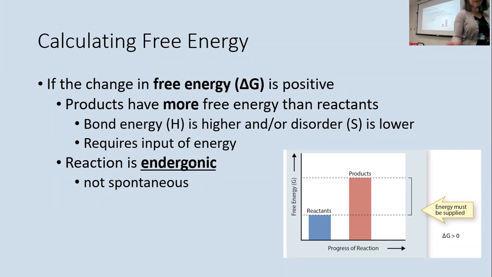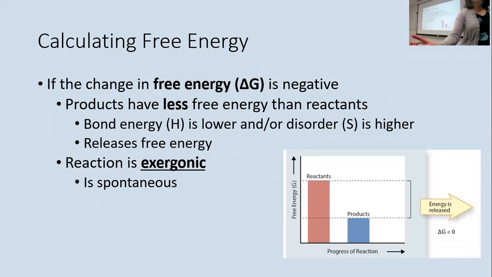Conversely, if delta G is negative, right? If I have the free energy of my products minus the free energy of my reactants and I get a negative number, my products have less free energy. The bond energy is lower. Maybe there's more disorder. And so this reaction, when it happens, is going to release energy. It's a downhill reaction.